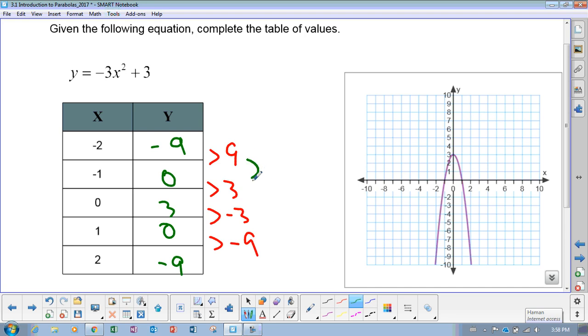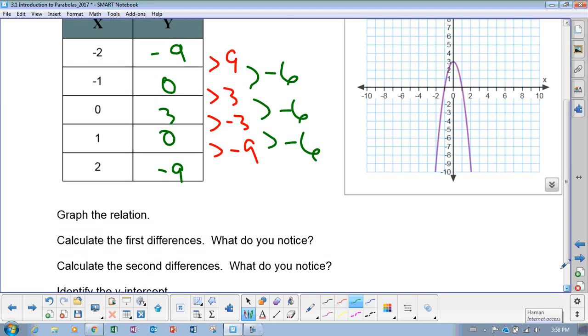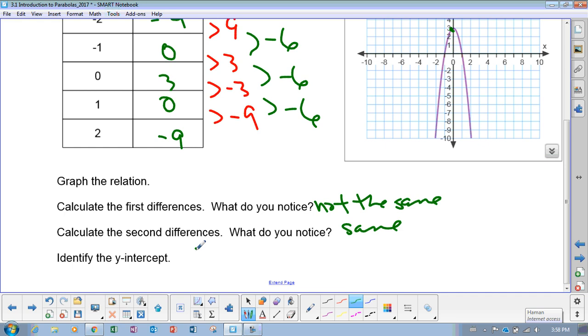Then we're going to do our second differences. So we get -6, -6, -6. So it shouldn't come as a surprise that they are not the same for the first, but they are the same for the second. And when we look at our graph, our y-intercept this time is at 3. So we have the coordinate 0, 3.